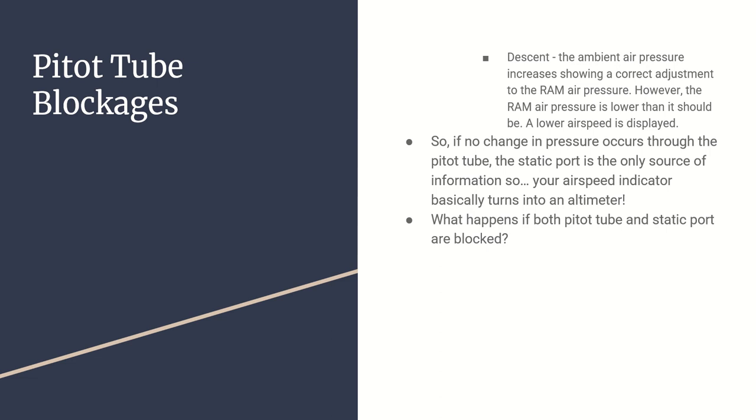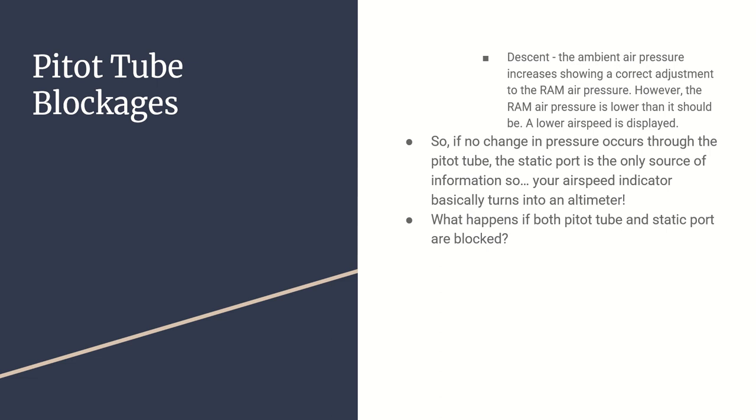But if we have a blockage of all of the openings, so static port blocked, iced over, let's say pitot tube iced over in the front and back, everything is going to stay where it's at. It's not going to be able to change. So whatever your last airspeed was is what the airspeed indicator is going to read. Whatever your last altitude was is what the altimeter is going to read, and then your VSI is again just going to show you 0.